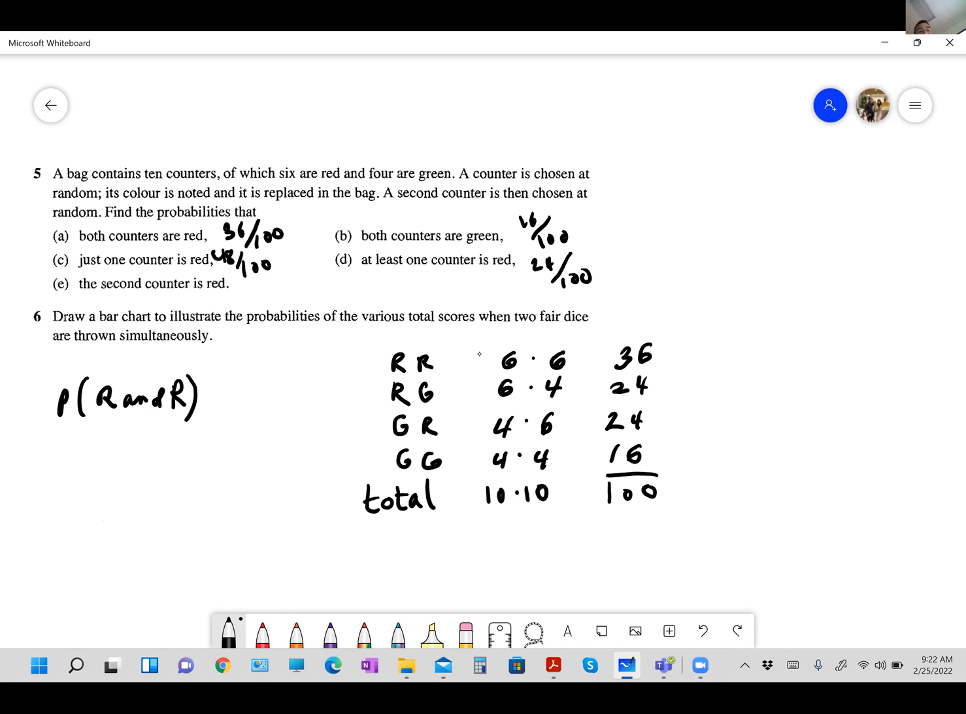The last counter red, well, that's going to be 24 out of 100. And the second counter is red. That's 24 out of 100. At least one counter, sorry, at least one counter is red. It's 36 plus 24 plus 24.